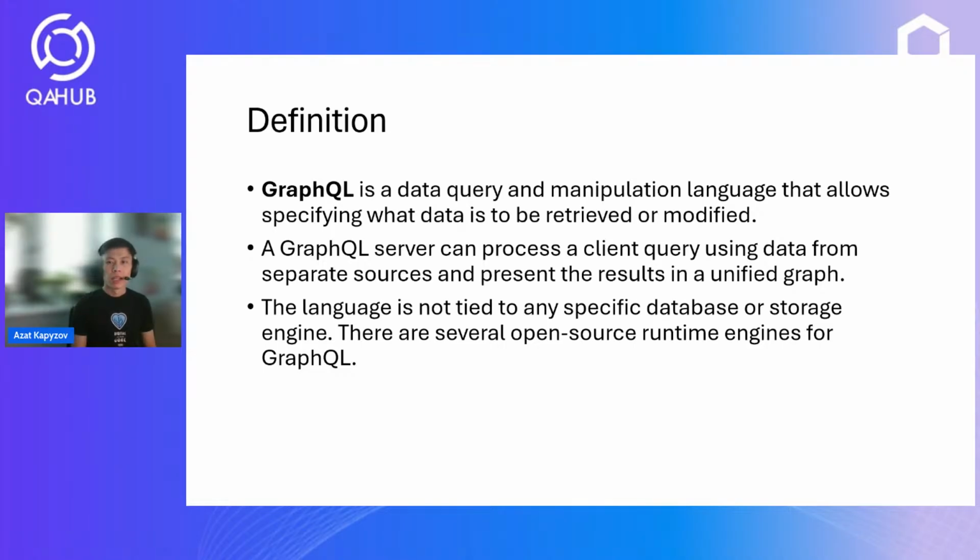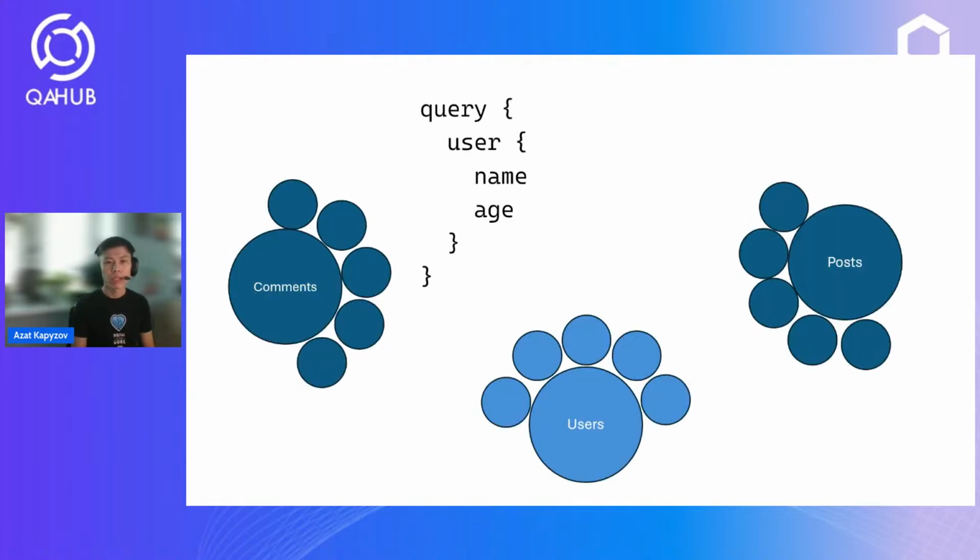So let me illustrate how it works, how it looks. Let's say we have a database that contains data, for example, data for users, data for posts, for comments, let's say some social network. And we can use GraphQL to retrieve some data from users. Let's say this is our query. We want to get some list of users with name and their ages.